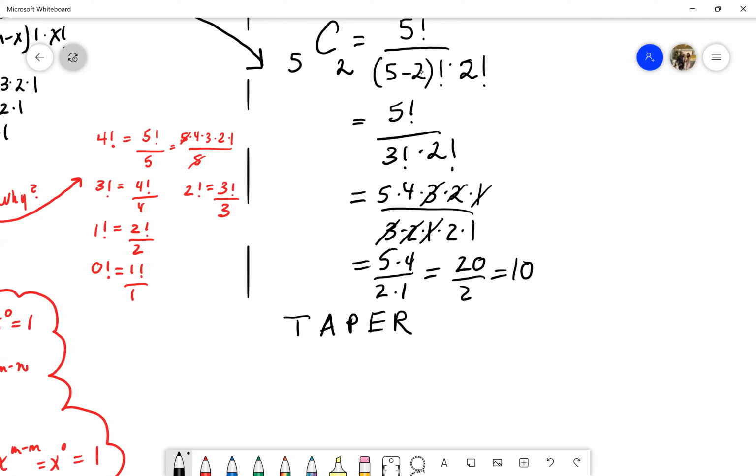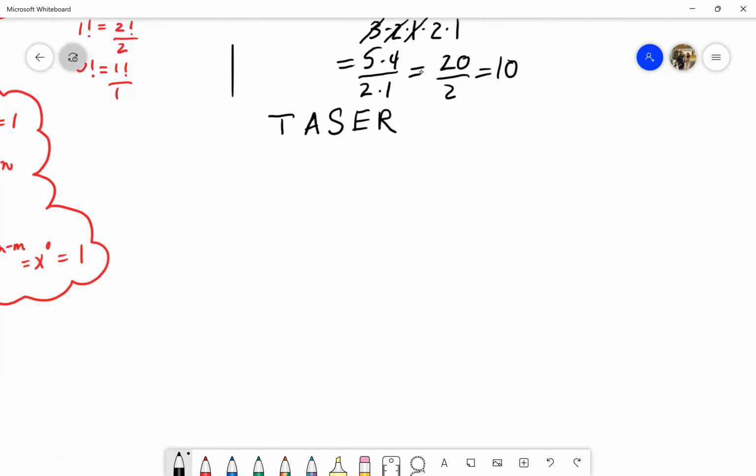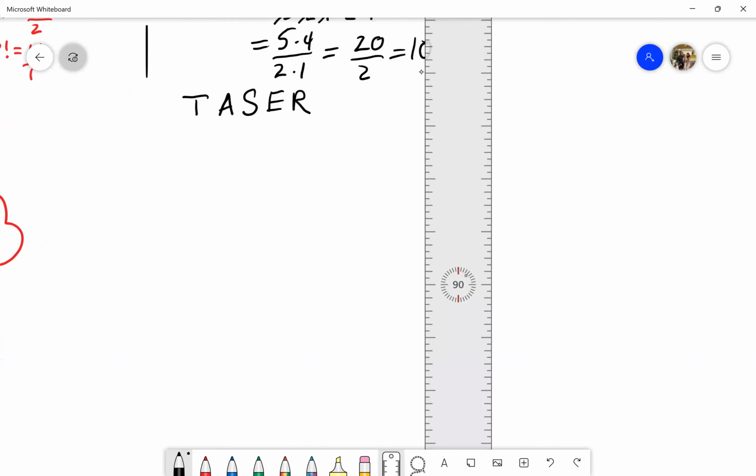Wait, I can rearrange that to, okay, leave it there. Let me just change this to an S. Taser. So that's it. Okay. That's how you're going to get tased, because you weren't paying attention to your teacher, so you got tased. Wouldn't that be cool? You tase students? No. Anyways.